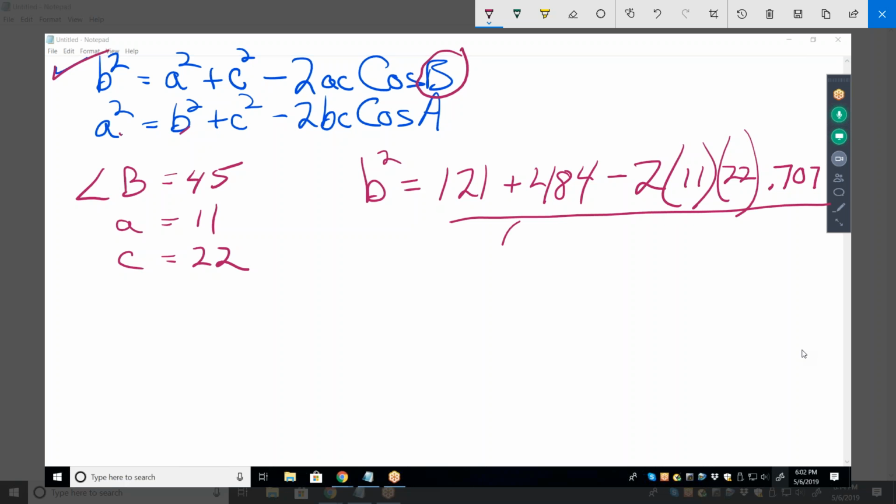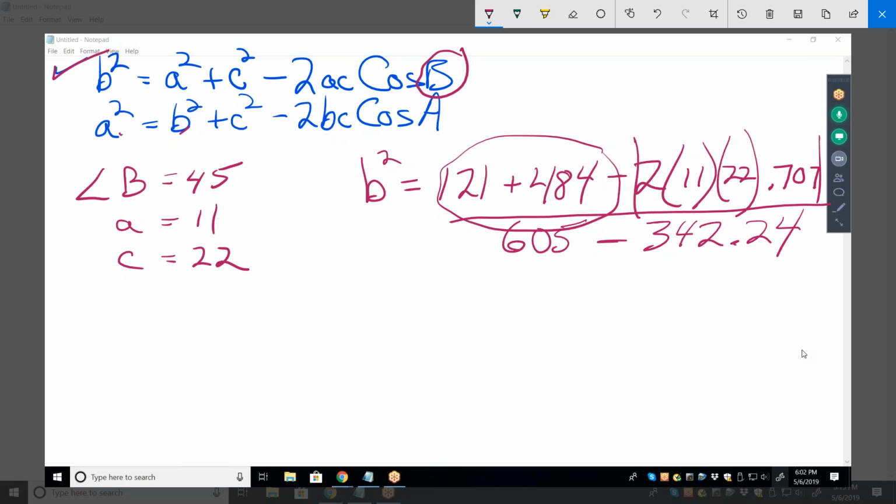Let's see, this is 605, this part. Yes. And I don't know what all of this is. What's all of that? So I multiply the -2 times 11 times 22 times 0.7. I got -342.24.